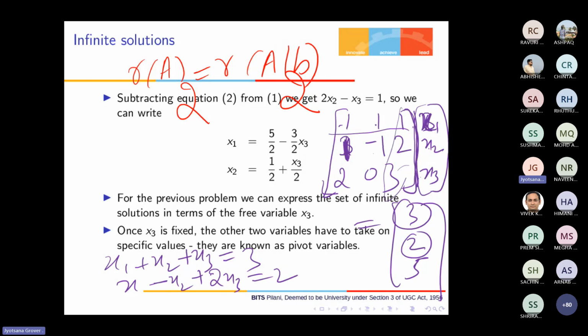Because the third column is only getting multiplied with x3. And then 2x1 plus 0x2 plus 3x3 is equal to 5. So, see, the third column coefficients are 1, 2, 3. Did you get it?